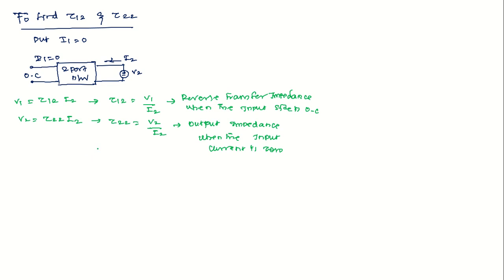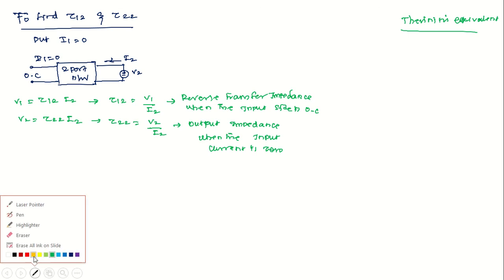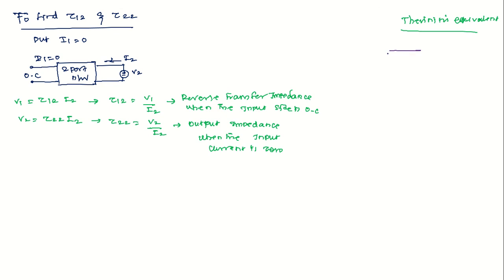Now as of these Z parameters, we need to know one thing: what a Thevenin's equivalent is. A Thevenin's equivalent is the one which has a voltage source in series with a resistance. For example, here you will have a voltage source, called VThevenin, and a resistance called RThevenin or ZThevenin in series. This is called the Thevenin's equivalent.